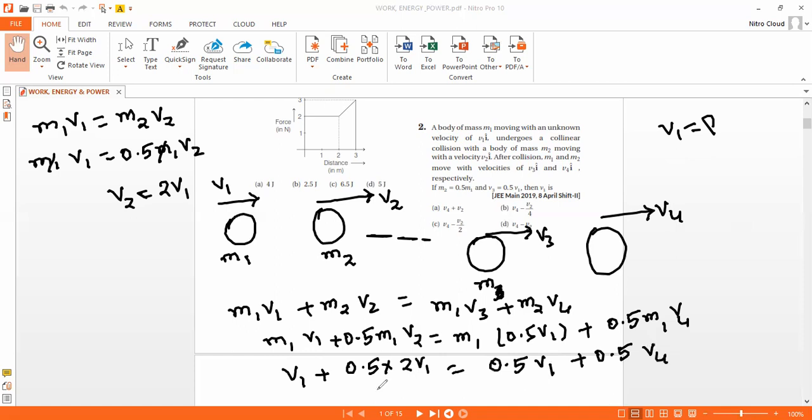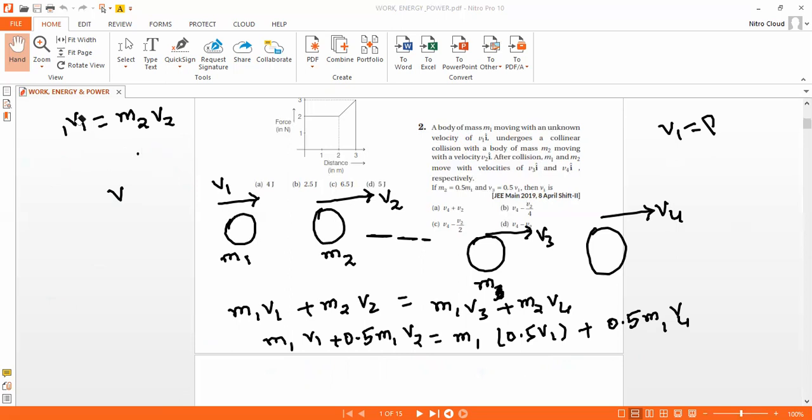Here we'll get it as 2 v1. V4 and V2 is there now. So firstly we'll cancel M1. 0.5 V2 equal to 0.5 V1 plus 0.5 V4.